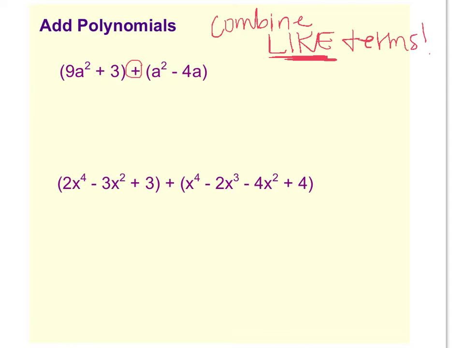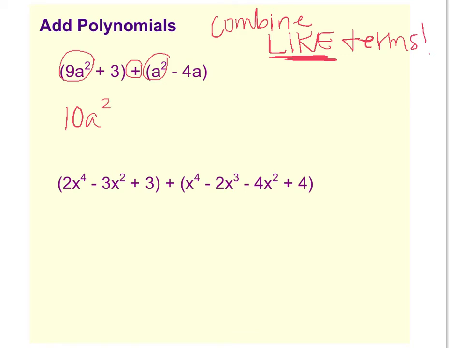So we can see we have a 9a squared because the variable is a and it's being squared. I can only combine that with another a squared. So I go to my second polynomial and say, oh, here's another a squared. So when I put those together, I have a 9a squared plus another a squared. That's going to give me a 10a squared.